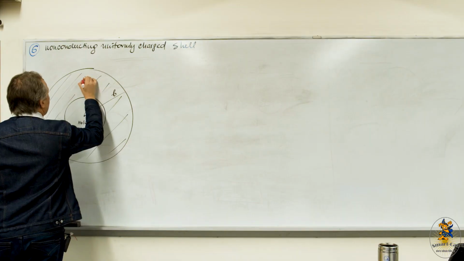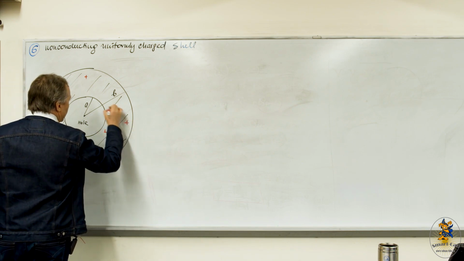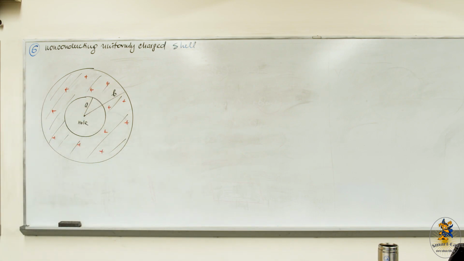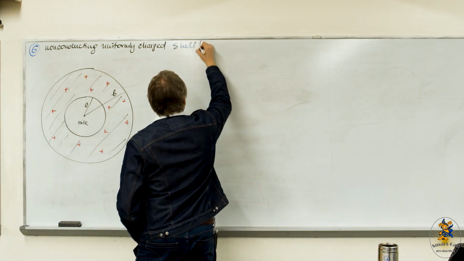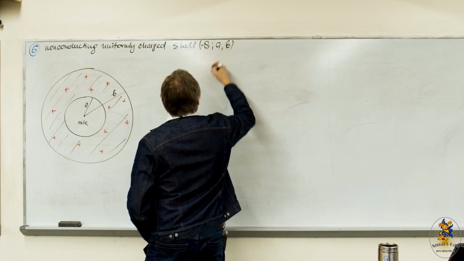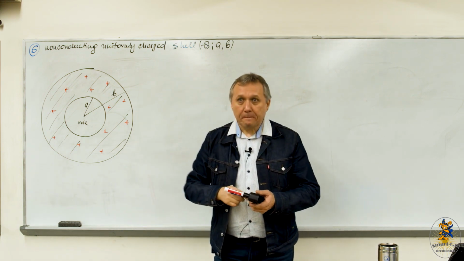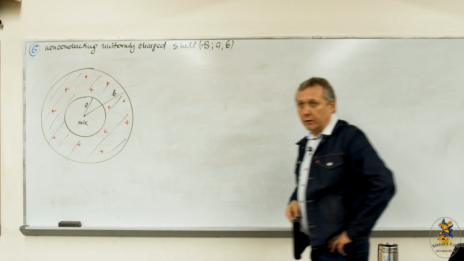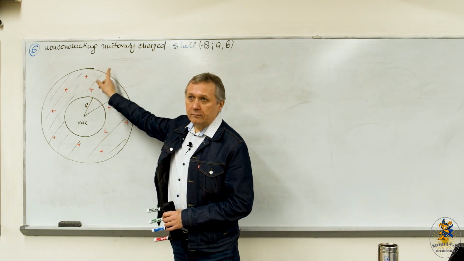So, and it's uniformly charged. So it means that I can draw these pluses with more or less uniform density. So the total charge is given. So let me write what is given. Q, let's assume it's positive, radii A and B. So that's what is given. And I want to pick the most complicated part of the problem, and let's find the electric field in the shell.